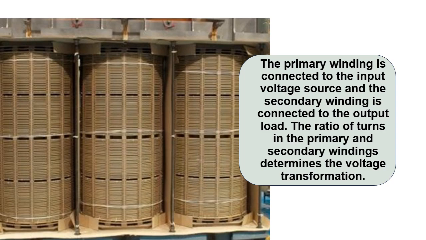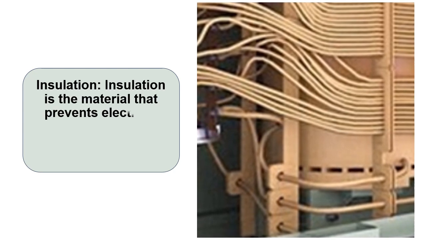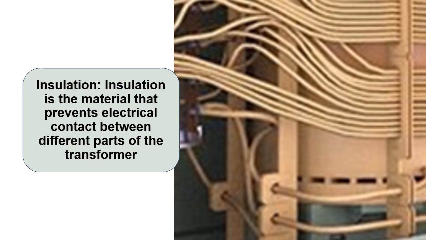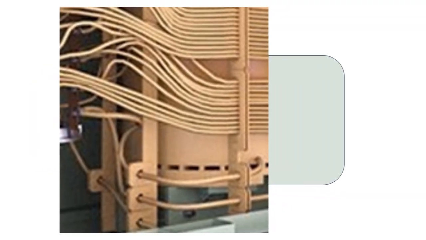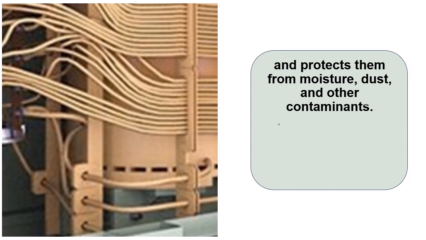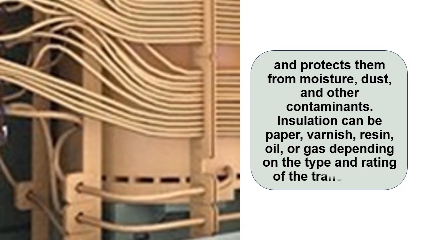Insulation. Insulation is the material that prevents electrical contact between different parts of the transformer and protects them from moisture, dust, and other contaminants. Insulation can be paper, varnish, resin, oil, or gas depending on the type and rating of the transformer.